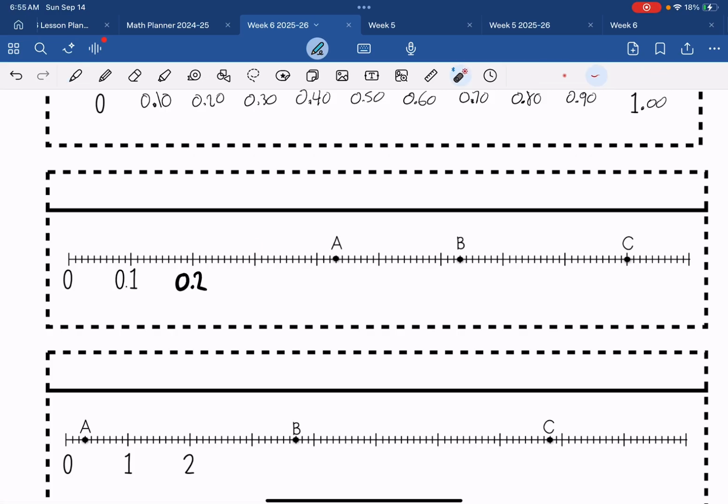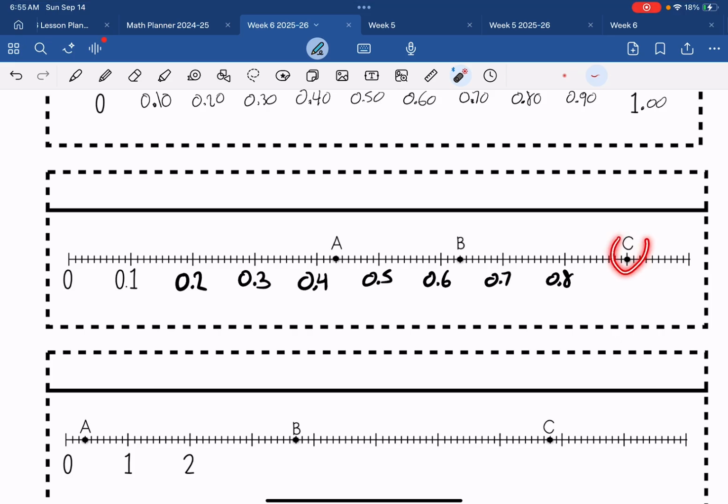Can you guess what's going to be here? If you guess 3/10, you are correct. And then the next one, if you look at the longer line, is going to be 4/10. Then over here you have 5/10. If you look at this line, for the next line, you're going to have 6/10. The next one's going to be 7/10. Then 8/10. And then can you guess this one?